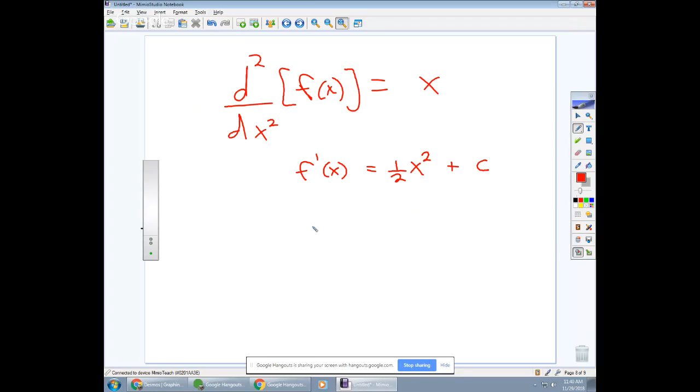Now, could we guess at what f of x was? If this is a square, then the original function must have had a cube. The 1/2 is just chilling, but this is missing a 3, so we also need a multiple of 1/3. And the constant came from the derivative of a linear function, so there must have been a cx here, but there's got to be another constant. So let's call it k that time. And this can go on forever.